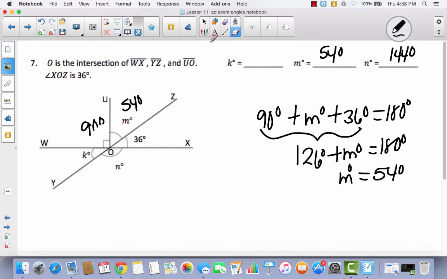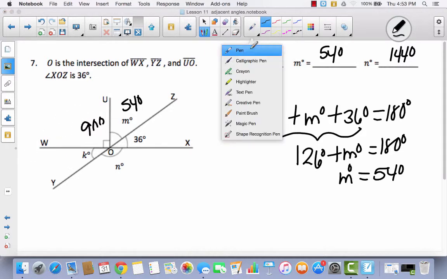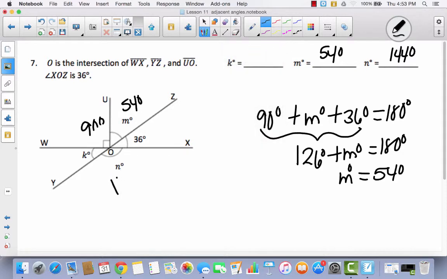Okay, so we have angle N is 144 degrees. We know this is 36. We know this is 54. And let's take a look at K. Do you see the opposite of K? Well, if this angle is 36 degrees, then K also has to be 36 degrees.